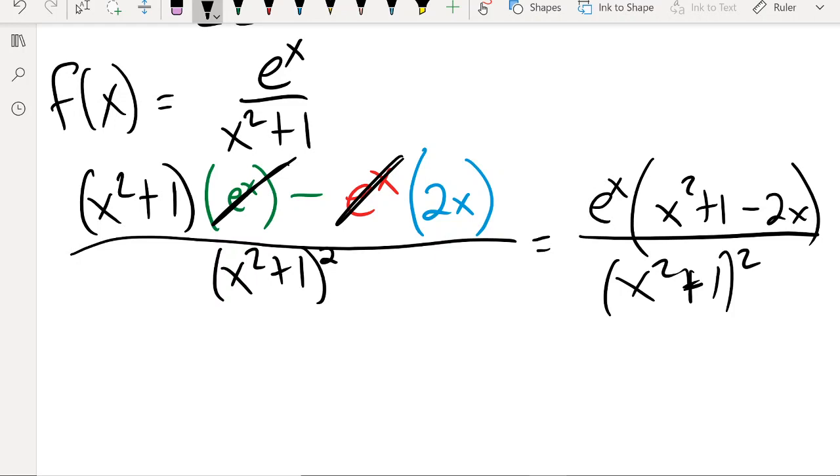I can factor the thing that's in parentheses. It'd be x minus 1 quantity squared, but that doesn't really help me because it doesn't cancel with anything in the denominator. So I'm just going to leave it like that. There's not really much else I can do.